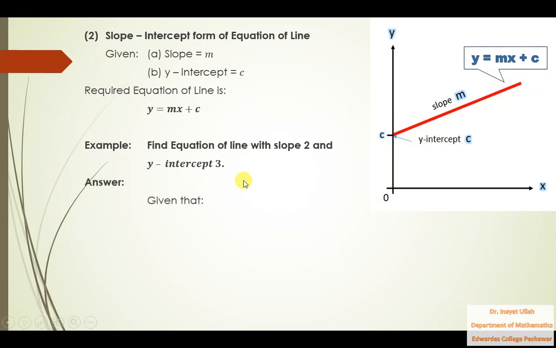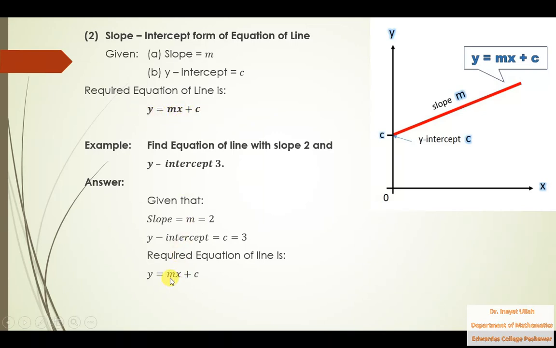So let us start the answer of this example. Given that in this question, the slope, which is denoted by m, is given to us as 2, and the y-intercept, which is denoted by c, is given to us as 3. So slope m is given to us and y-intercept c is given. So the required equation of line is y is equal to mx plus c.